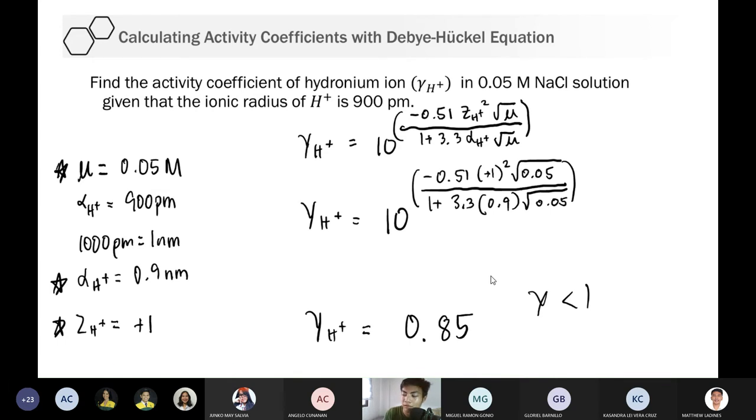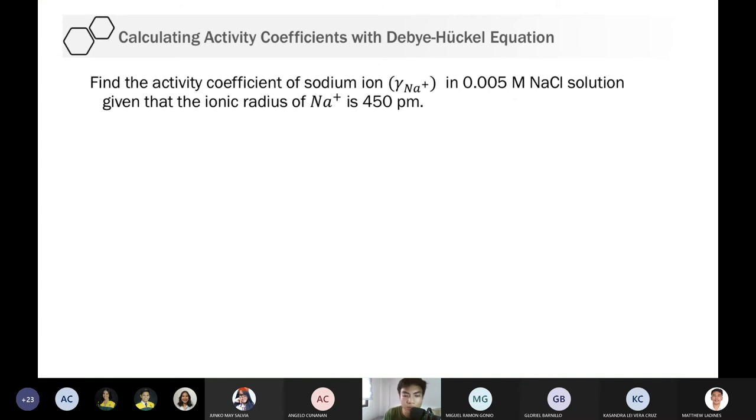Ayun lang. Share ko lang. Next problem. Bago ko i-share yung technique, kasi yung technique, sasabihin nyo, pakahirap pa tayo. May ganun naman pala. Okay, so punta tayo. Second problem.